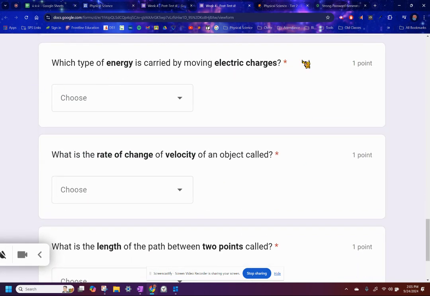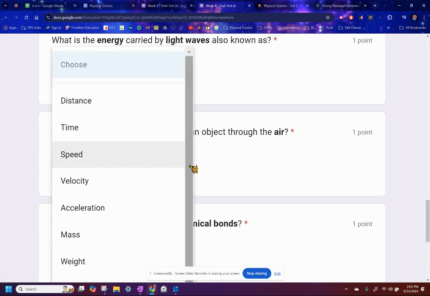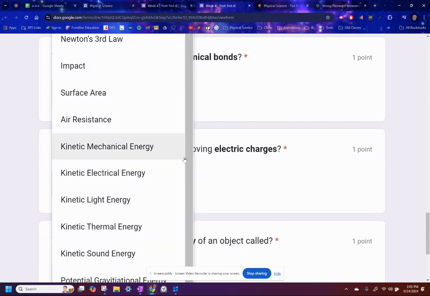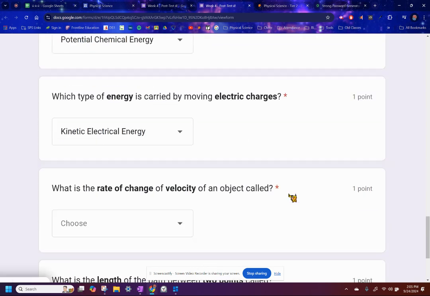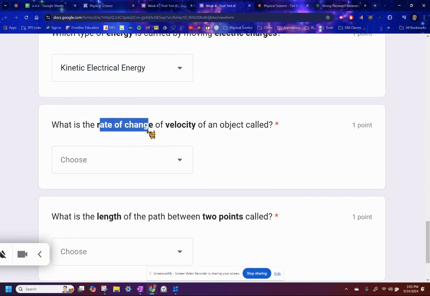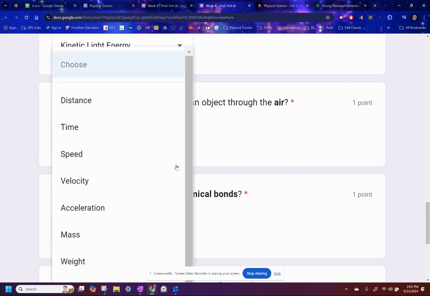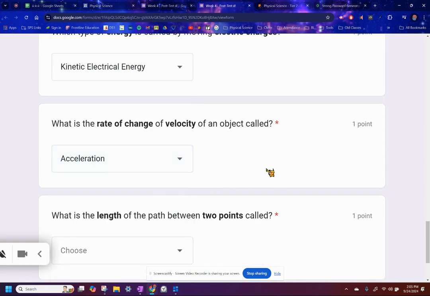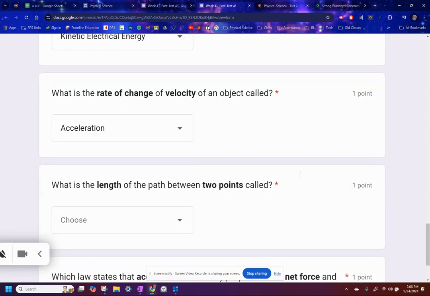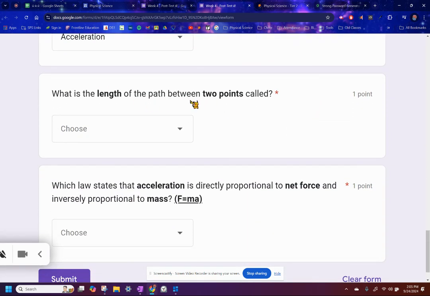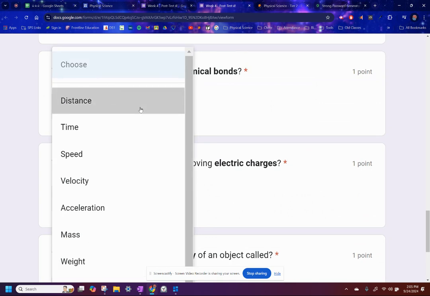Energy of moving electric charge. Looking for something that says energy and electric. There it is. The rate of change of velocity. This one's probably a really hard one. Acceleration, what we're focusing on in week 7. What is the length between two points called? That's called the distance.